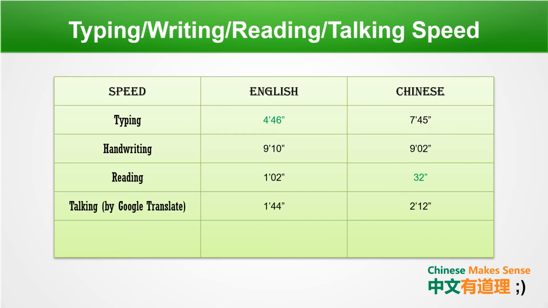For talking, my dad did 2 experiments. First, he let Google Translate talk, and it took Google Translate 1 minute and 44 seconds to read it in English, and 2 minutes 12 seconds to read it in Chinese. Now for the second talking experiment, it's my dad's normal speed. It took him 1 minute 33 to say it in English and 1 minute 19 to say it in Chinese. Now, as you can see, Google Translate says English faster than Chinese, but my dad is a native Chinese speaker, so he says Chinese faster than English.